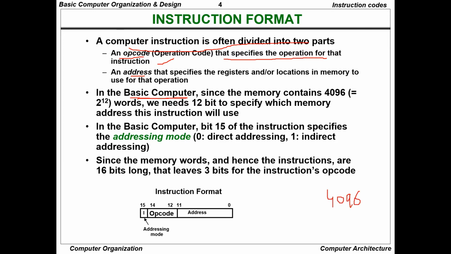4096. So how do we get 4096? It's nothing but 2 power 12. So we need 12 bits to specify which memory address this instruction will use. Okay, so listen carefully here.